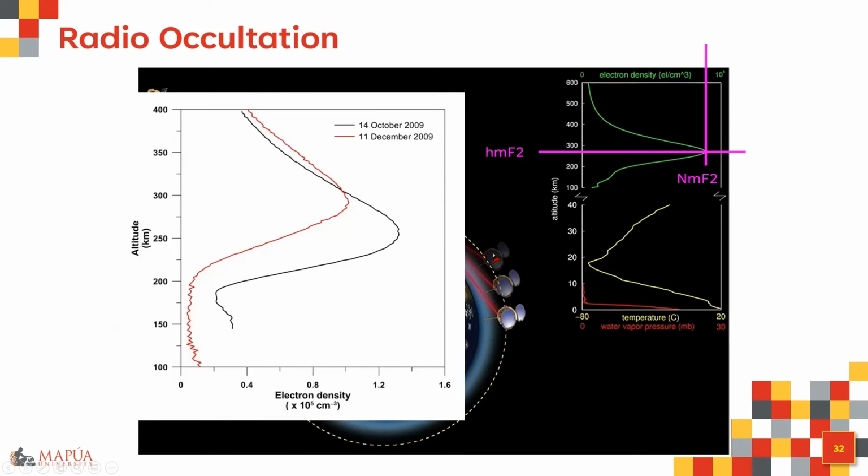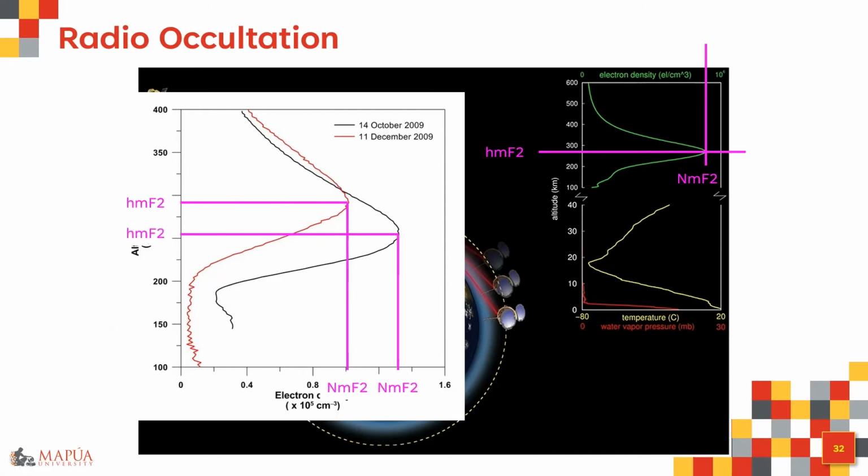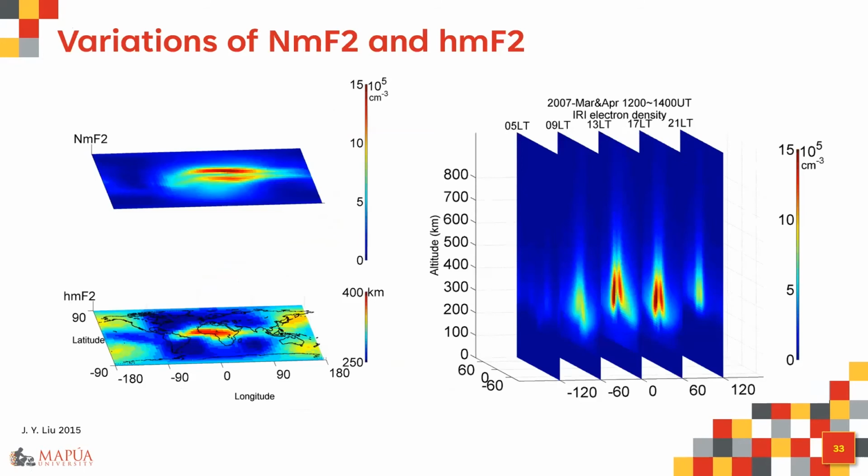So this is an example of the actual electron density profile determined from radio occultation. This happened on two different dates: October 14 will be the black, and December 11 would be the red. So from here, we can estimate the NmF2 and HmF2 in December and in October. And if you combine all of this, you can come up with this graph.